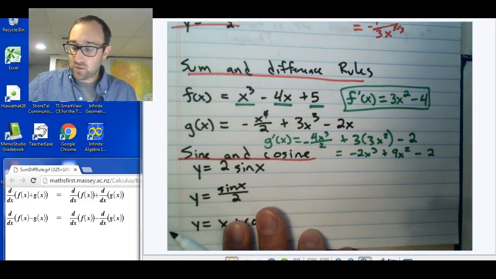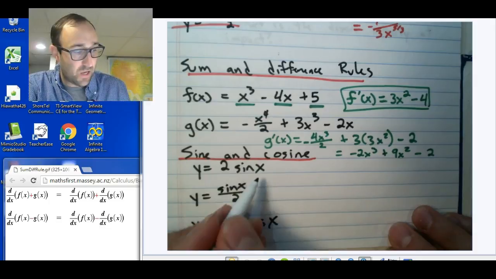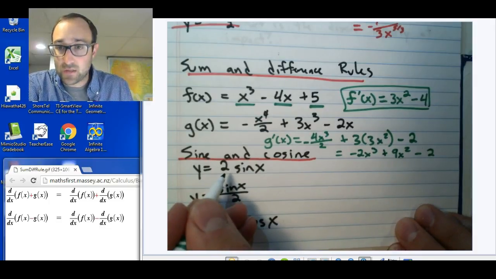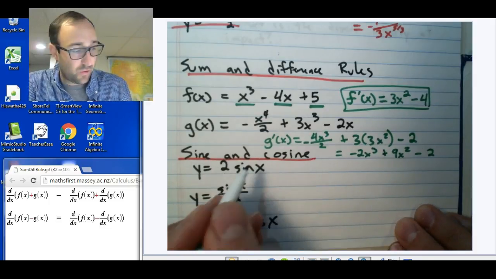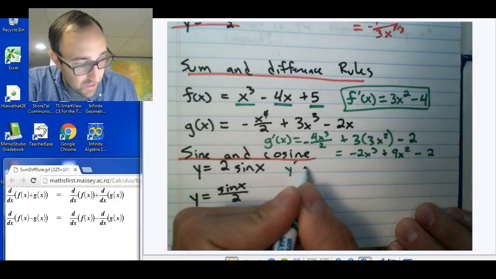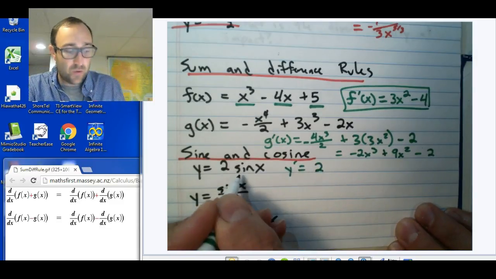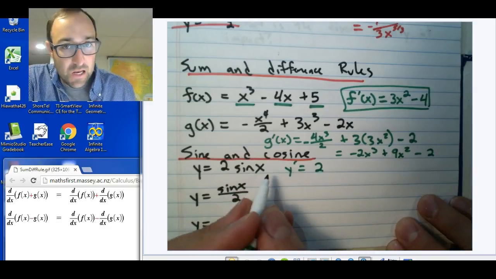Okay, so now let's go to sine and cosine. If it's 2 sine x, this is going to be kind of like the constant multiple rule and a sine rule all at the same time. So we can say y prime is going to equal, that 2 stays in front. And what is the derivative of sine?